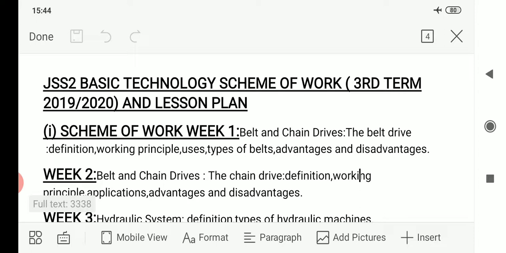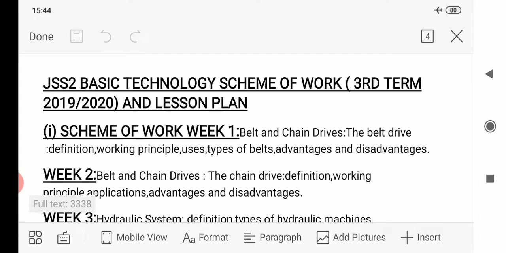The name of the presenter is Mr. Olaniwaju Nuruddin Dele, and the topic to be presented is the first week topic in our third term 2019-2020 school calendar. The topic for the first week is called belt and chain drives.